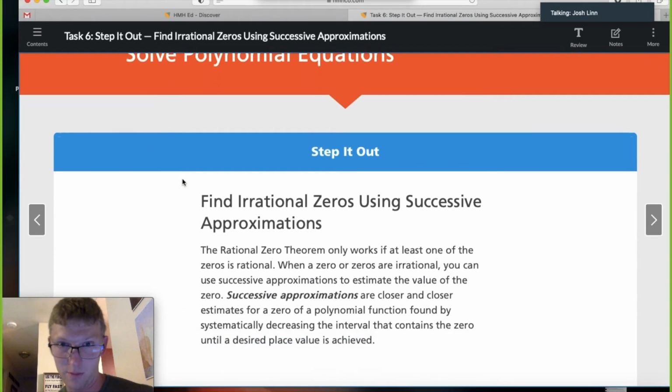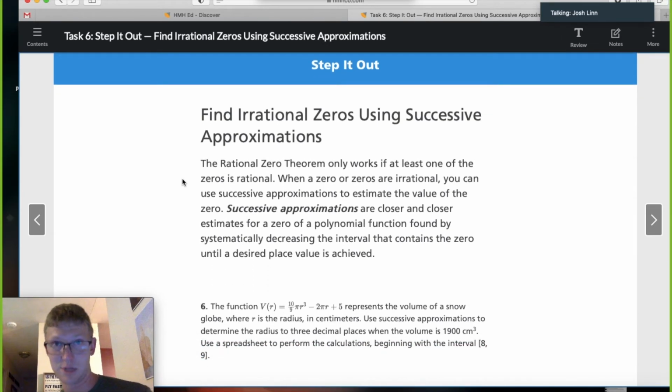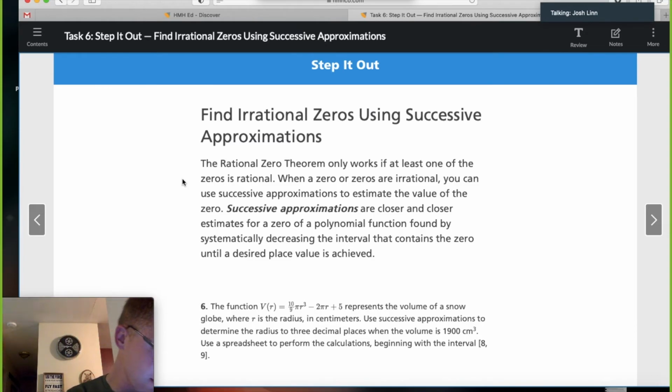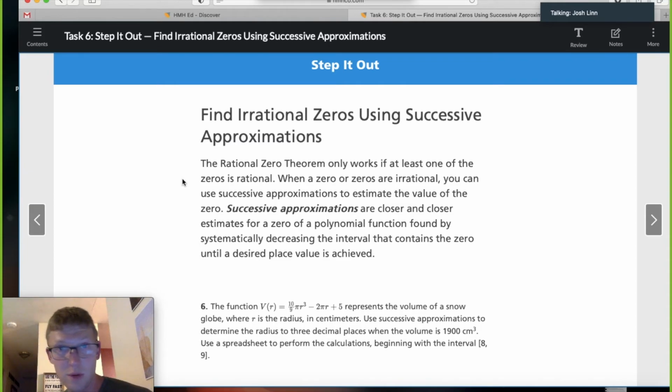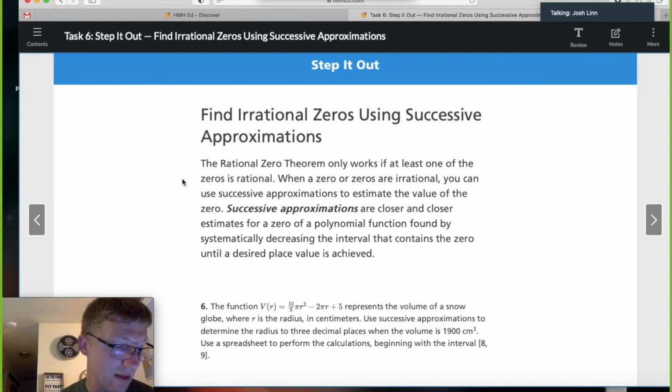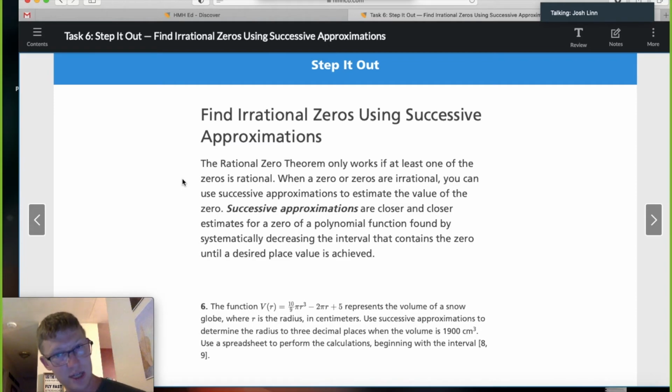So here we go. Find irrational zeros using successive approximations. So the rational zero theorem only works if at least one of the zeros is rational. When the zero or zeros are irrational, things like 2.3333333333 or pi, you can use successive approximations to estimate the value of the zero. Successive approximations are closer and closer estimates for a zero of a polynomial function found by systematically decreasing the interval that contains the zero until a desired place value is achieved.